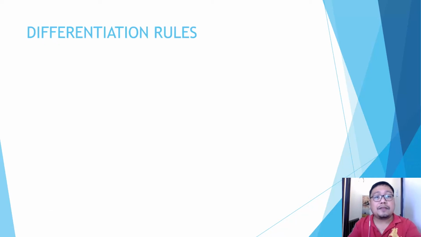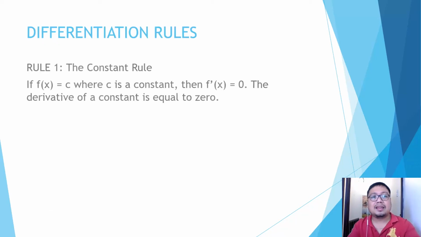And for the first rule, rule number one, the constant rule. It says that if f of x equals c, where c is a constant, then f prime of x, the derivative of the function, equals 0. So the derivative of a constant is equal to 0. Here in rule number one, we're not going to use the limit definition, for it will consume our time. Just follow the rule.